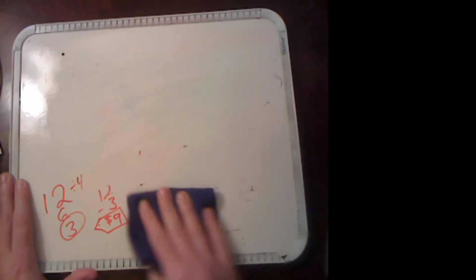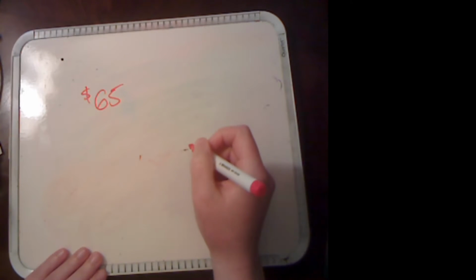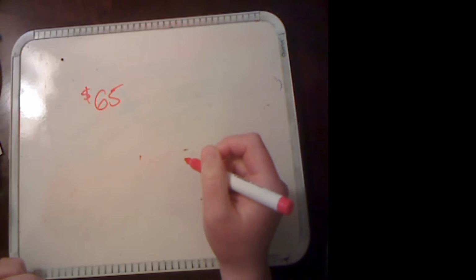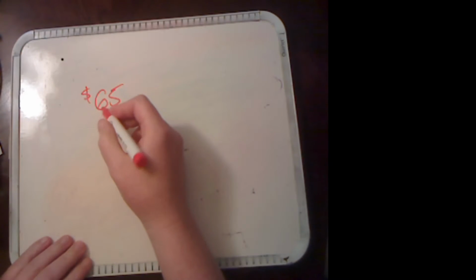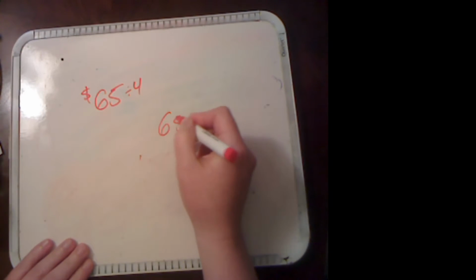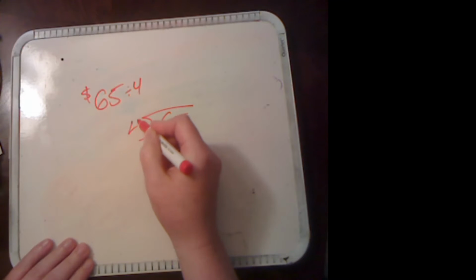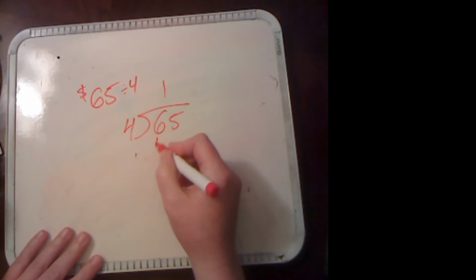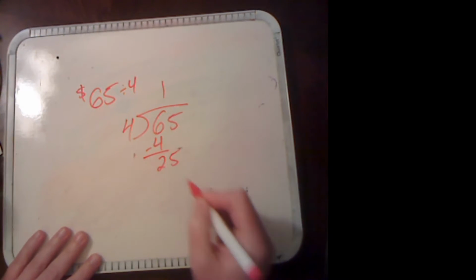Let's take a look at one more, and maybe one that's not as pretty. Let's take a look at 65. Let's say you have $65 and you know that it's on sale for 25% off. Well, 4 quarters fit into $1, 25% off. So we're going to divide by 4. So I'm going to take 65 divided by 4. 4 goes into 6 one time. 1 times 4 is 4. That leaves us with 25.